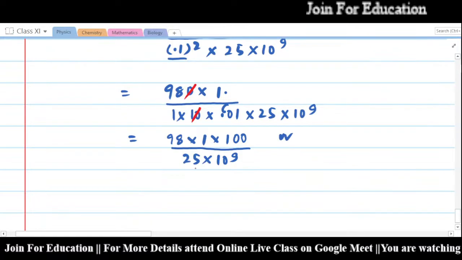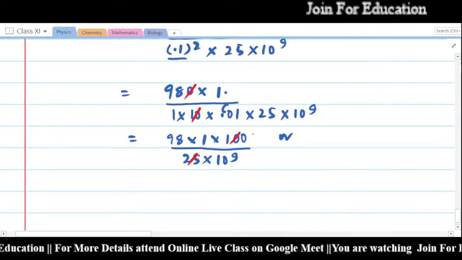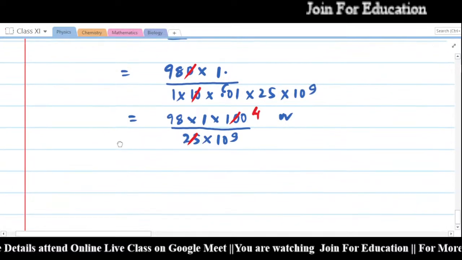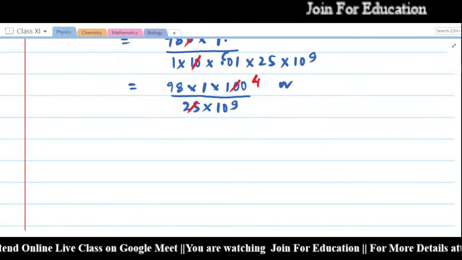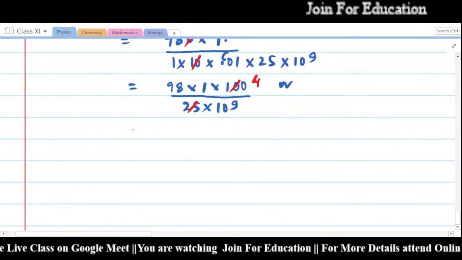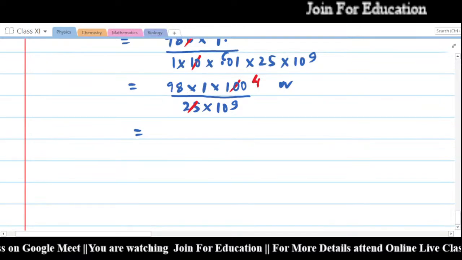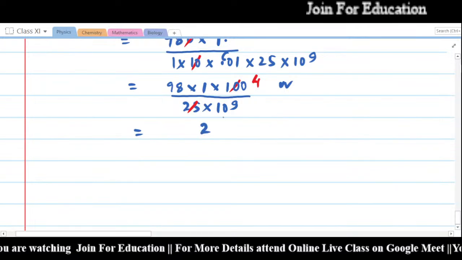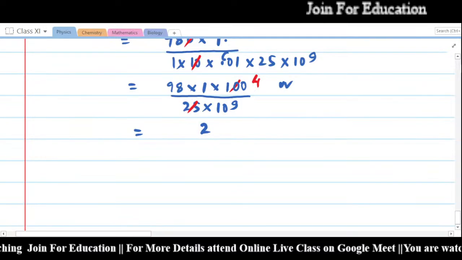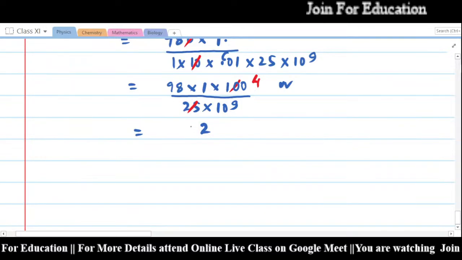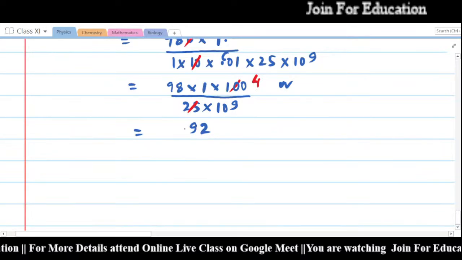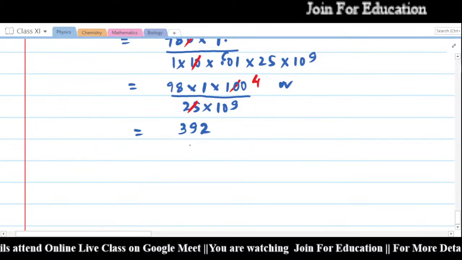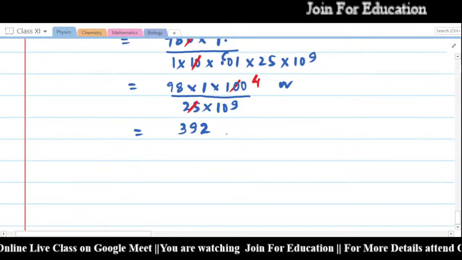Now we cancel out 25, 4 ones are 100, and the next step here will be, we multiply 98 by 4, then we get 4 8s are 32, and 4 9s are 36, plus 3 equal to 39. 36 plus 3 equal to 39. There is no problem to understand up to this step.